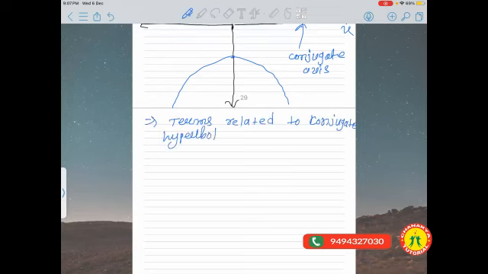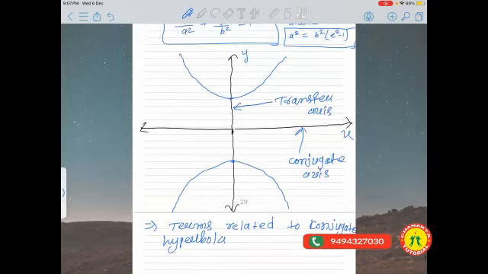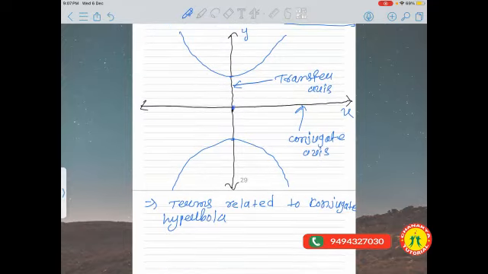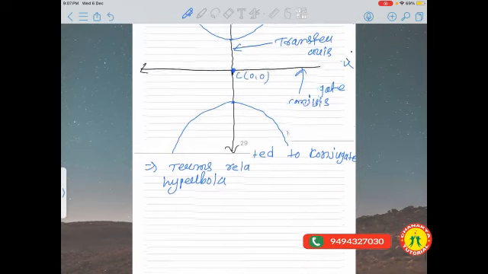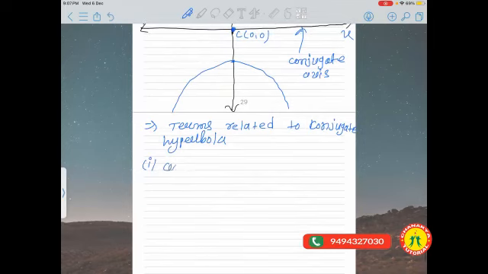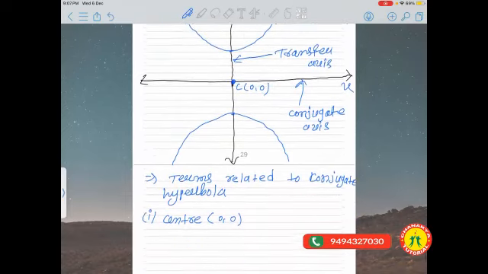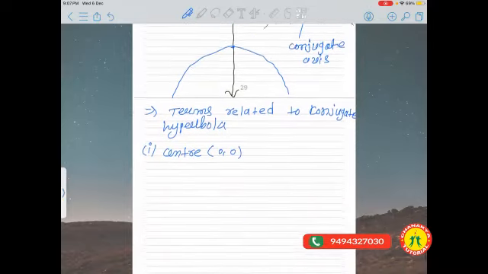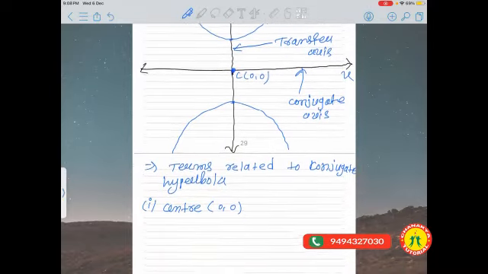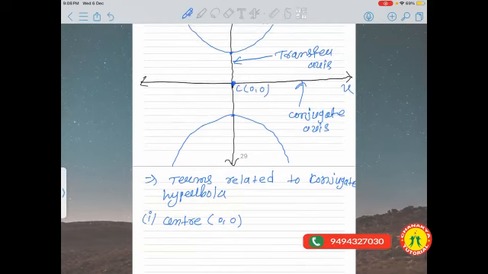Hyperbola, everything is similar. First is the center. The center is 0, 0. Second, the vertices: the coordinates are 0, b and 0, minus b. Let these be B and B dash.